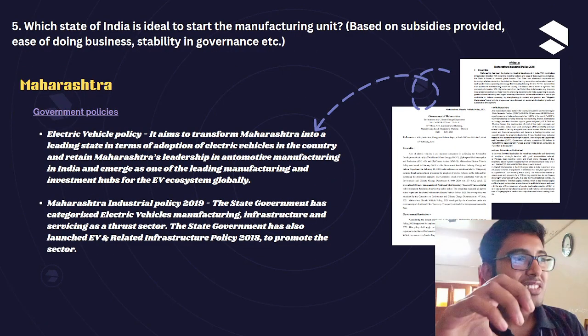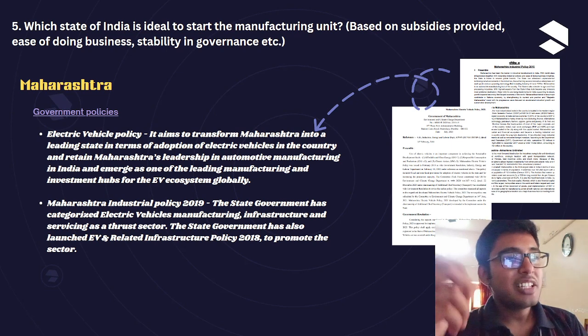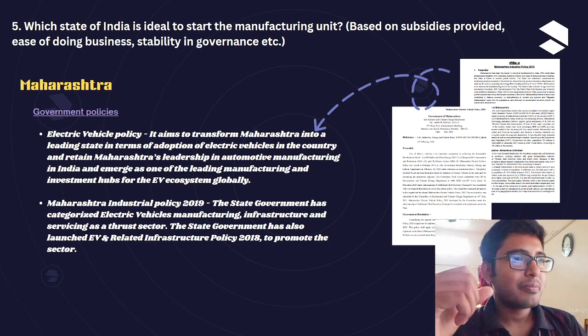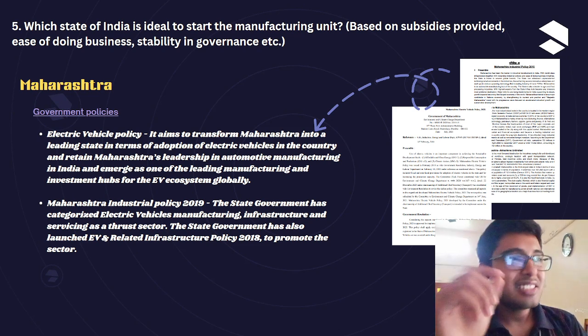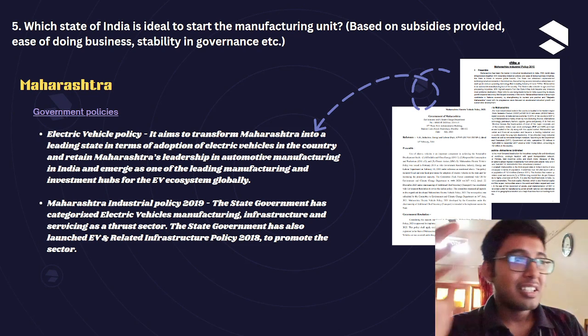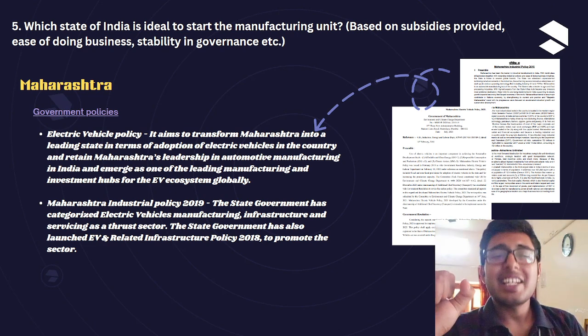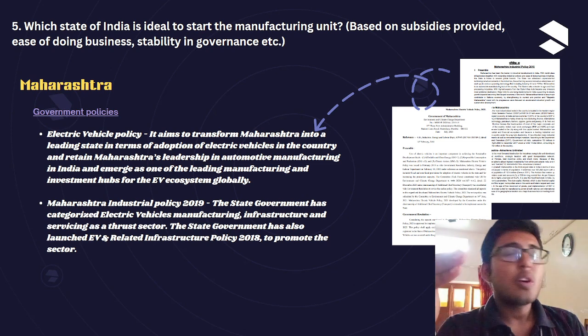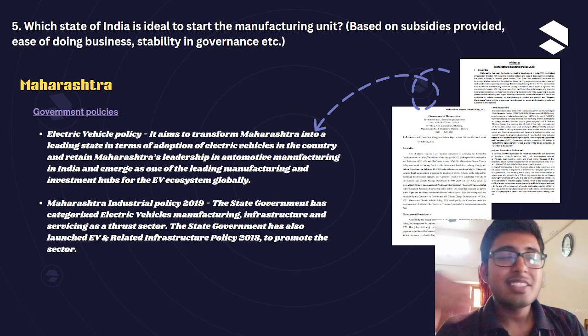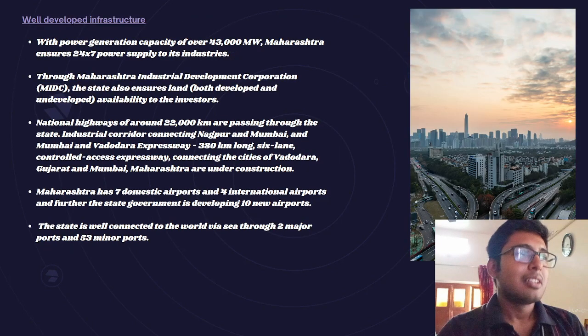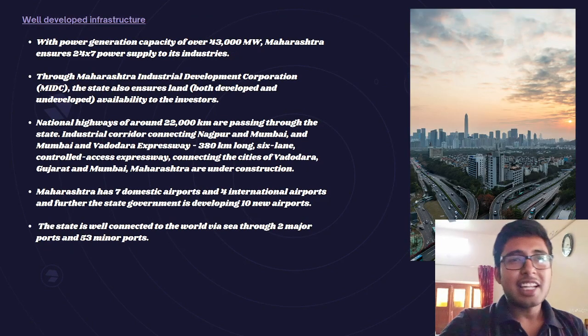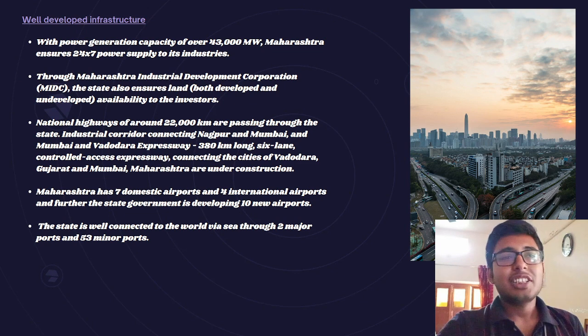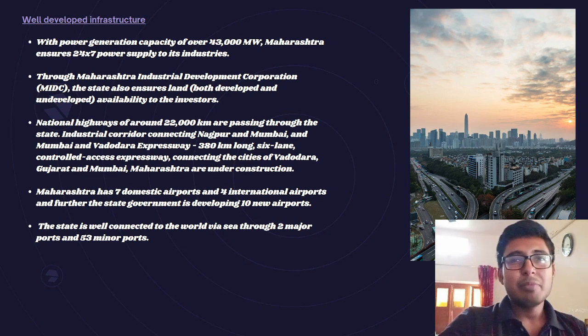Now they ask us which state of India is ideal to start the manufacturing unit. Maharashtra. Reasons being government policies. Policies such as electric vehicle policy and Maharashtra Industrial Policy 2019, they focus on promoting manufacturing units in the state. Then, well developed infrastructure is another reason, no doubt that Maharashtra has one of the best developed infrastructures in whole of India.